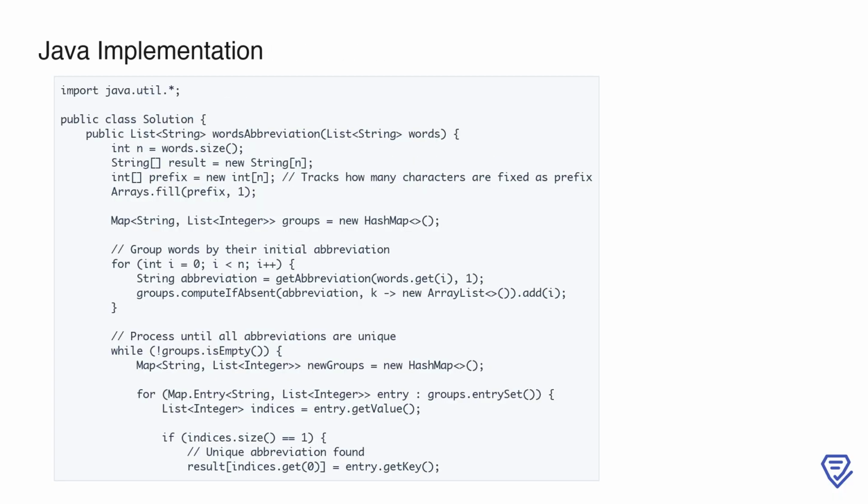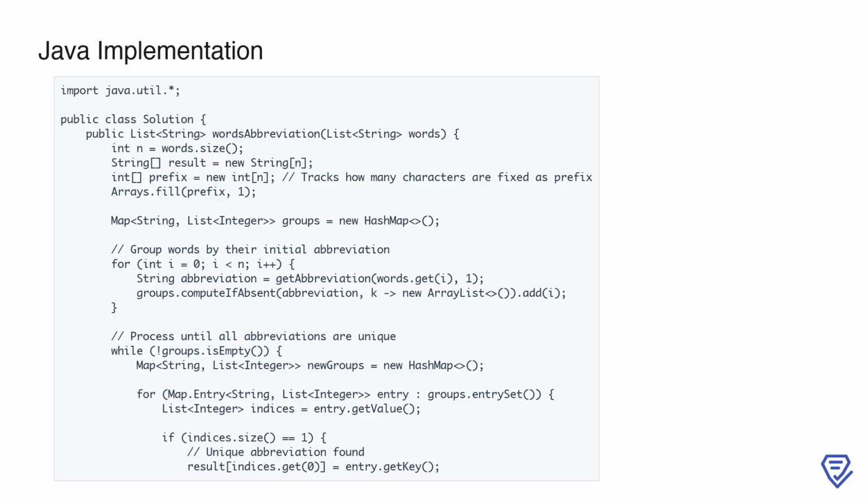Here, we start by defining the word's abbreviation method, which takes a list of words and returns their abbreviations. First, we initialize variables to manage the computation. The result array will store the final abbreviations, and the prefix array tracks the number of characters fixed at the beginning of each word. Initially, every word has a prefix length of 1.